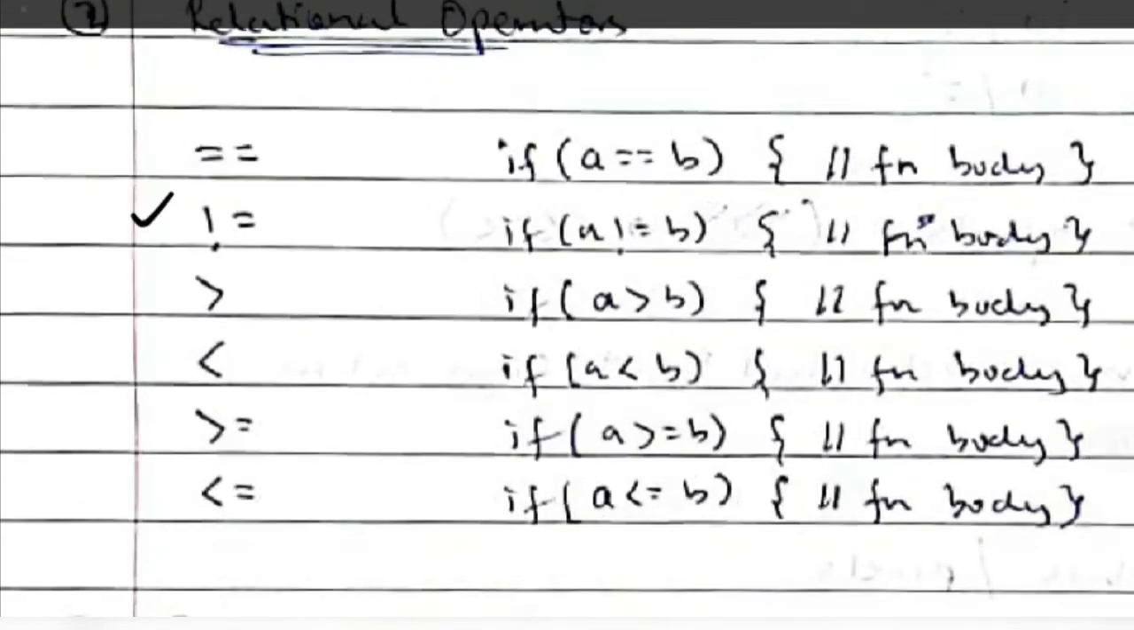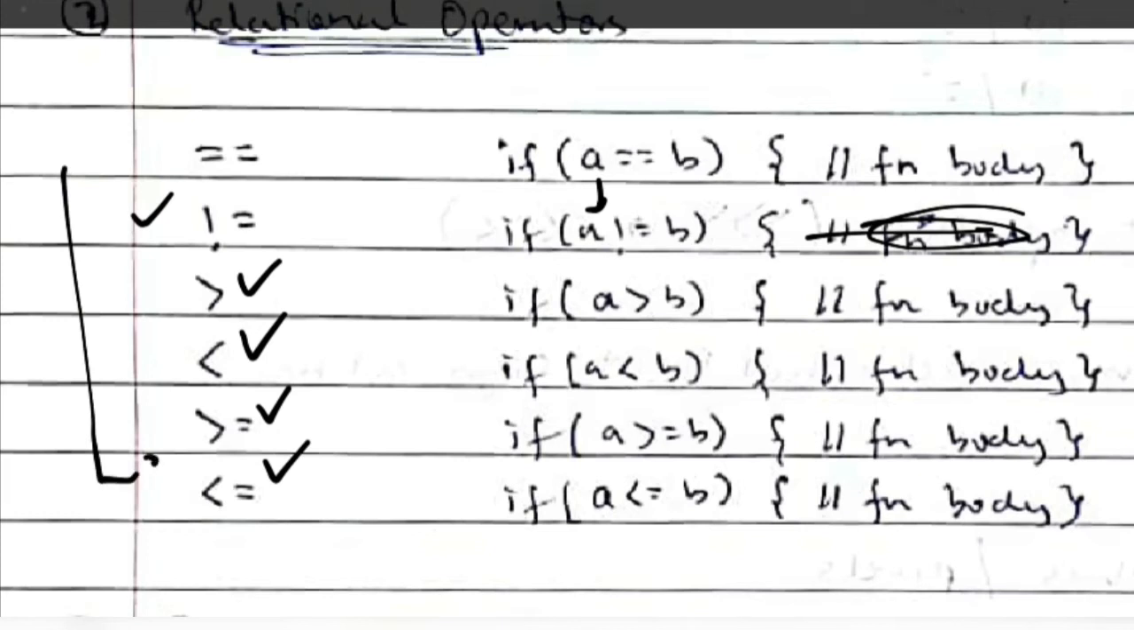This is known as not equal to, meaning if a is not equal to b, then perform the function which is given here, or if a is greater than b, less than b, greater than or equal to, less than or equal to. These are for checking the conditions before performing the operation given in the code.